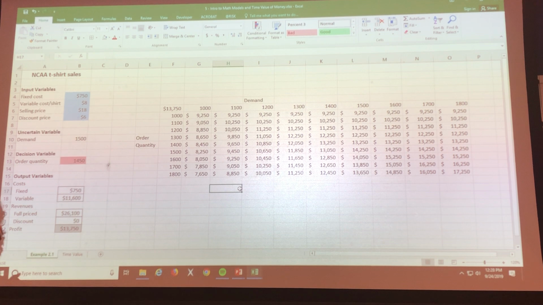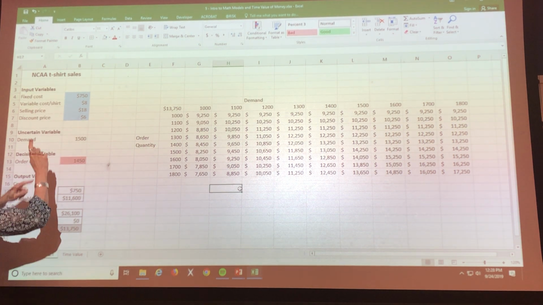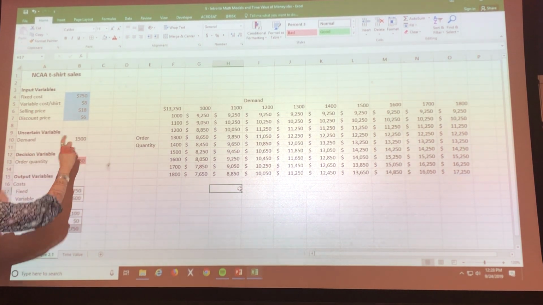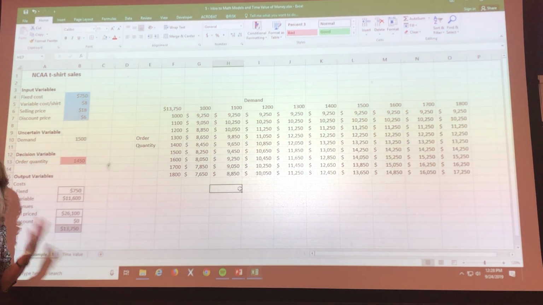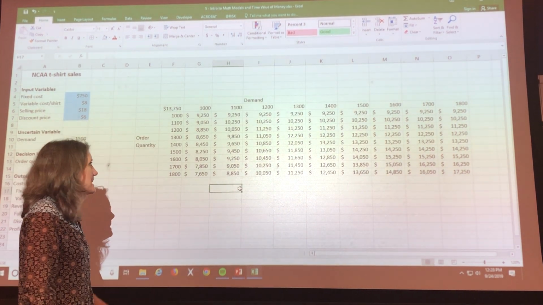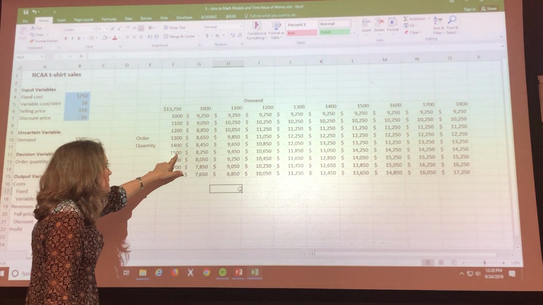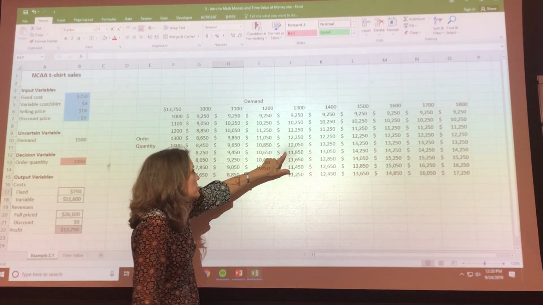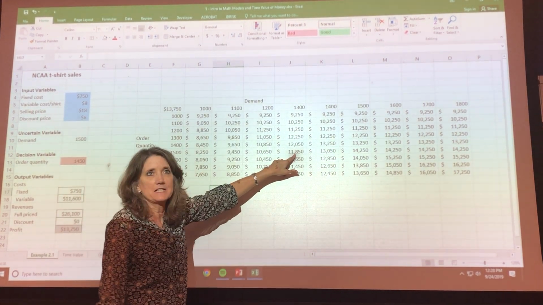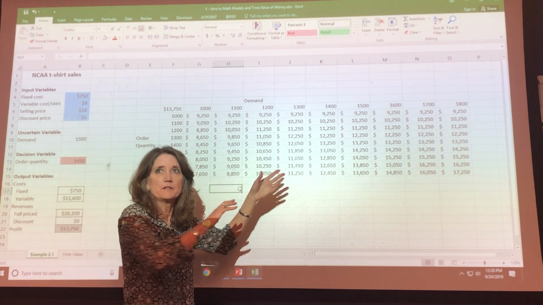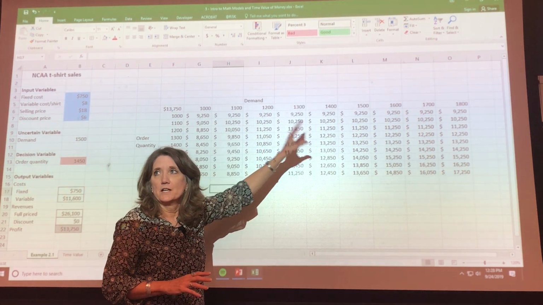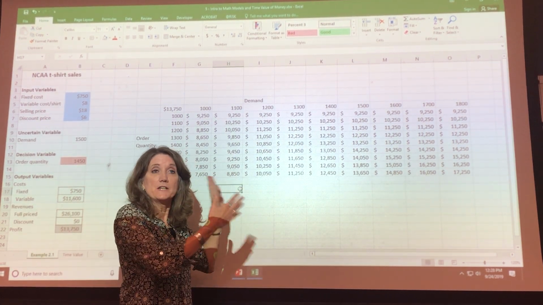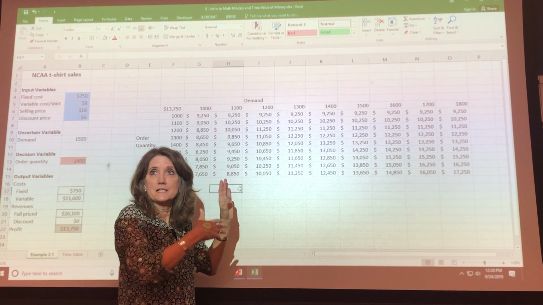Now I have every combination. And now, instead of me just changing this number, changing that number, I don't have to do that. I can look at this and say, what if I ordered 1,500, but the demand was only 1,300? Oh, well, I would have made only 11,850. What if? And I can do every combination of what I think are feasible, reasonable choices here.